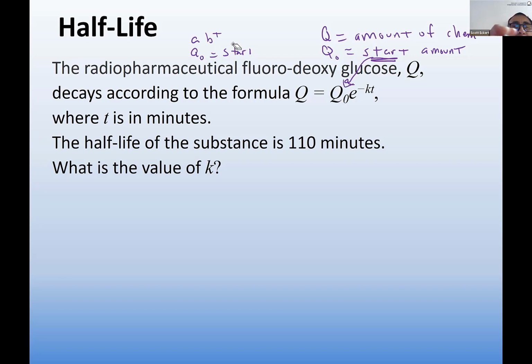Okay, one more little detail. I just think this is really fascinating about radioactive chemicals.